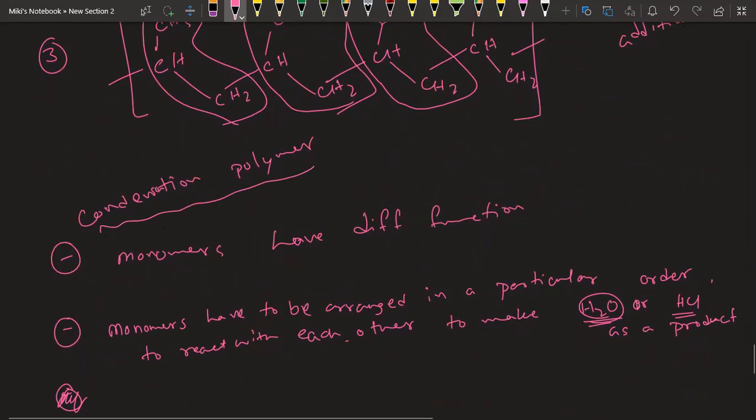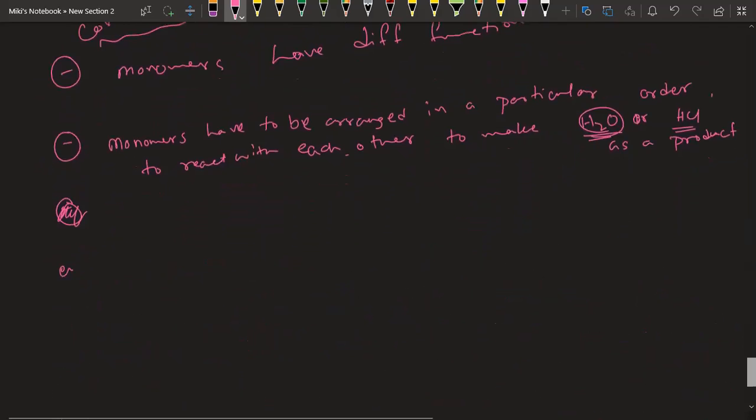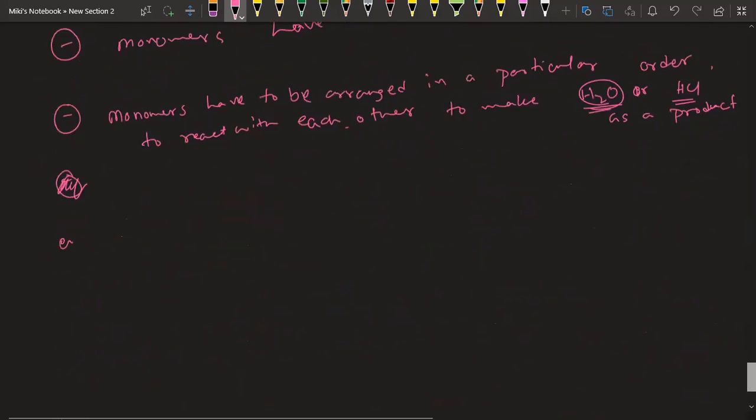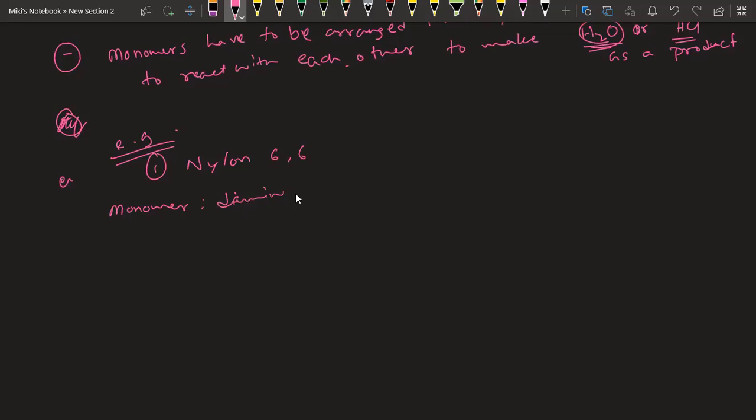Now coming back to condensation polymerization, we have so far the characteristics of condensation polymerization. Let's see a couple of examples. One is nylon, which we tend to use in making strings and other sorts of materials. The monomer is basically diamine. Now, how does diamine look?